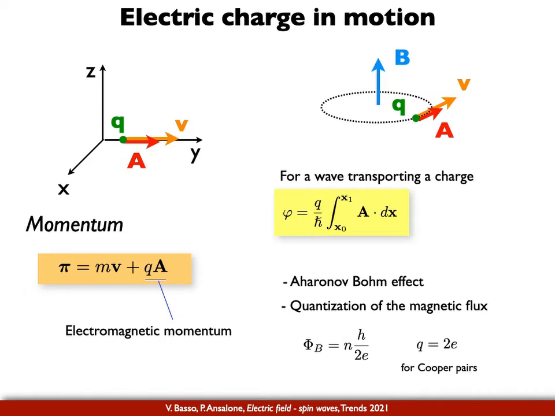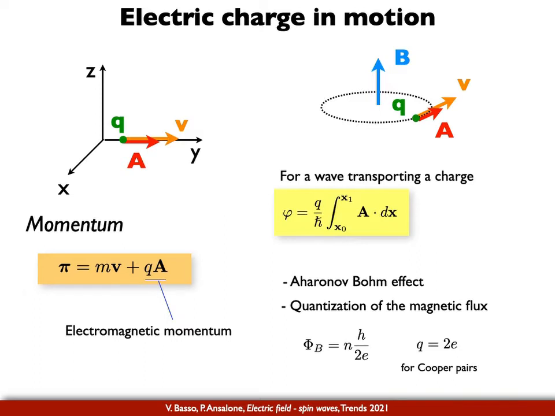We can do the same thing, for example, instead of taking an electron, by taking a Cooper pair. If we take a closed path, we discover that the magnetic flux which is enclosed in the path must be quantized, again for interference effect reasons. And therefore, we demonstrate the quantization of the magnetic flux with the formula written there.